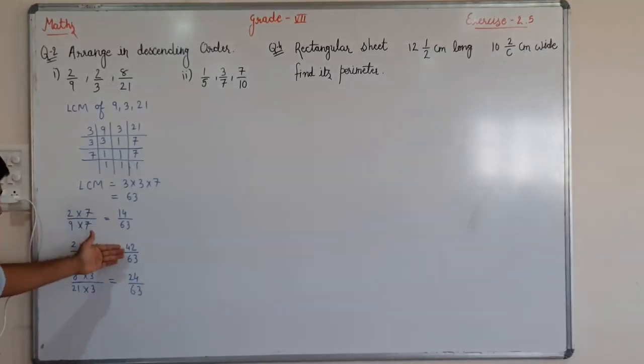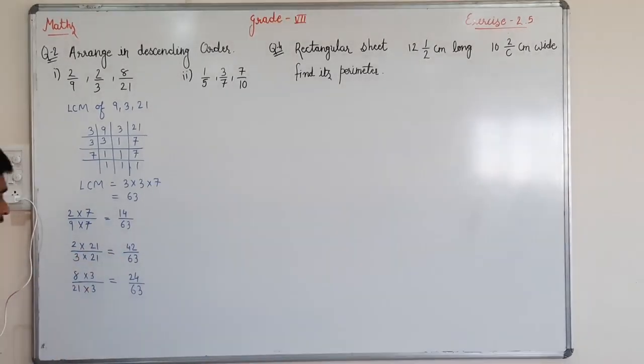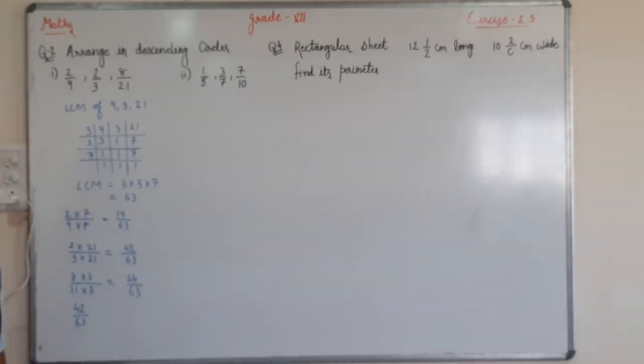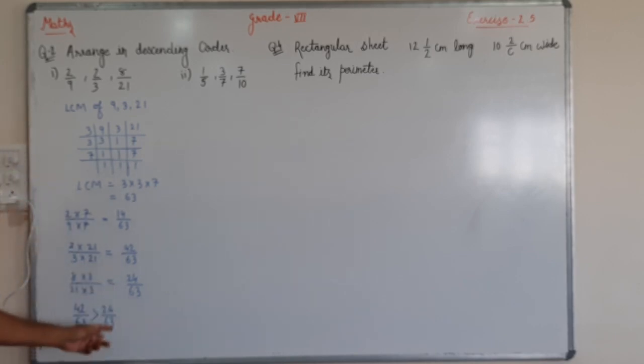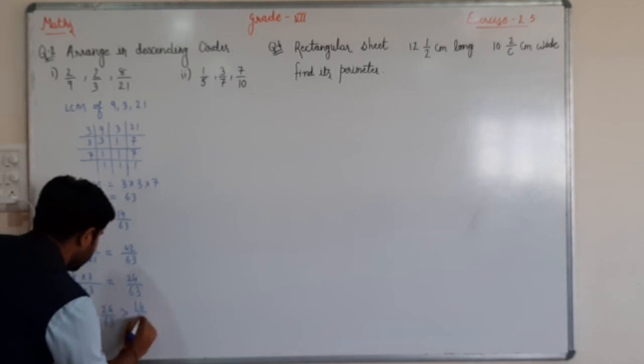So from these three, which is the biggest? The biggest fraction is 42 upon 63. So we can write down 42 upon 63 first. Then the next smaller one is 24 upon 63, and the sign is greater than, and the next is 14 upon 63.